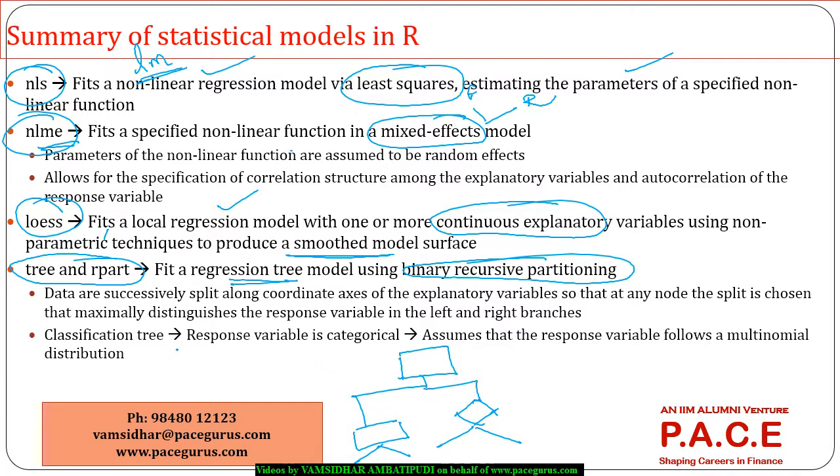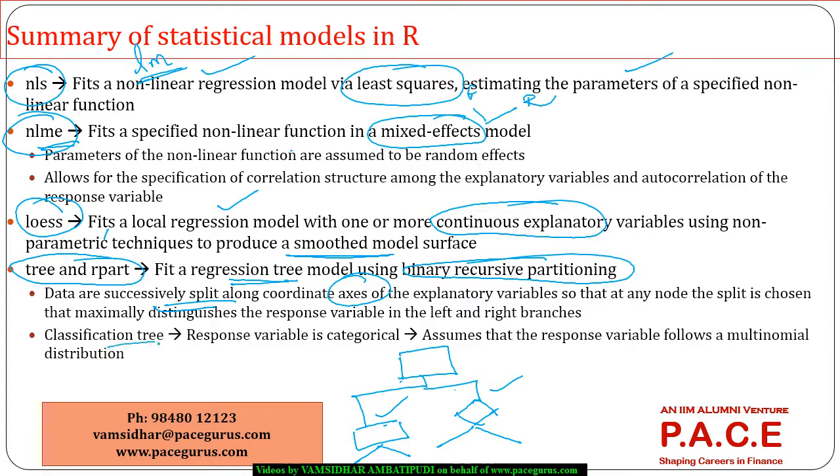So the data is successively split like this along the coordinate axis of the explanatory variables. The value is chosen in such a way that this branch is very much separated from this branch. When we are fitting a tree to a particular data, this becomes more and more comfortable. But just for having a summary of the different kinds of models, I am trying to bring it.